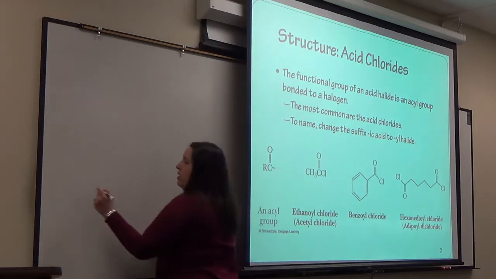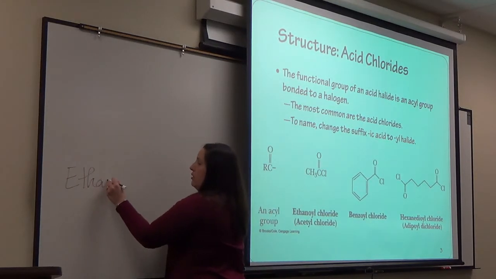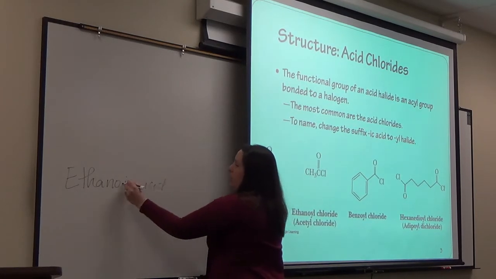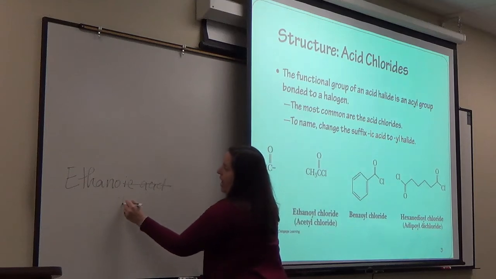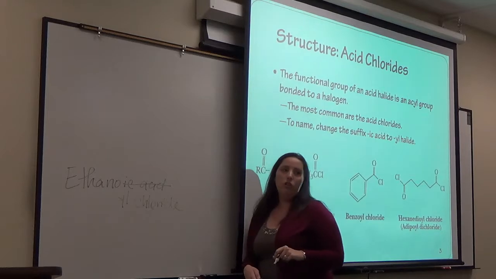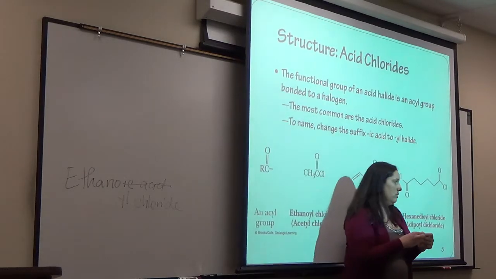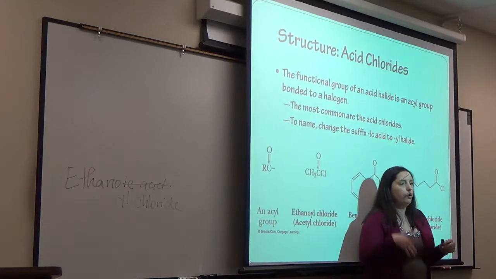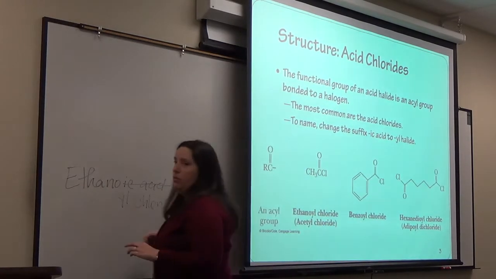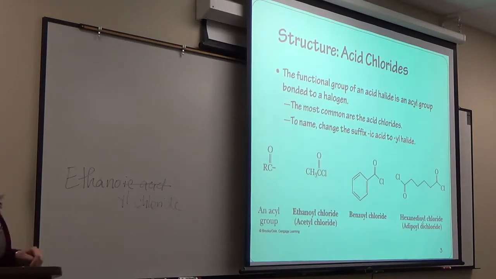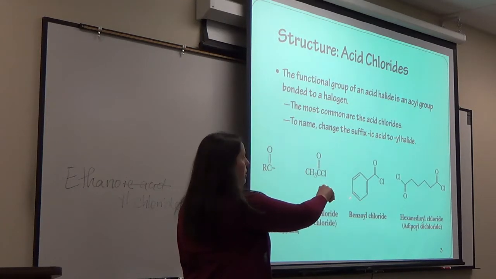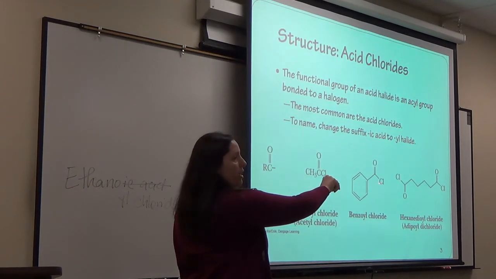So if it was ethanoic acid, leave the O there. You're going to get rid of the ic acid, get rid of this part, and then add yl, and then whatever your halide is. Usually we're going to focus on the chlorides for this chapter, even though you can have bromides and iodides and whatnot. Does that make sense, how to name these? There's going to be a lot of naming in this chapter. So would you agree this comes from benzoic acid? A benzene ring with the C double bond O over here, OH.